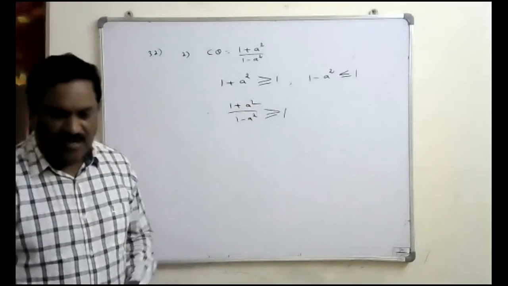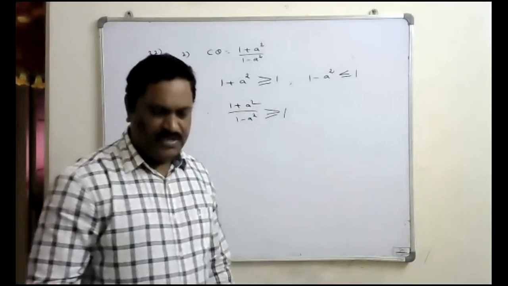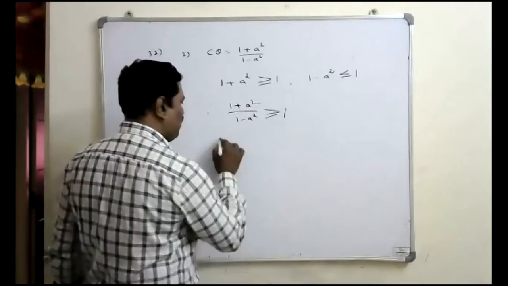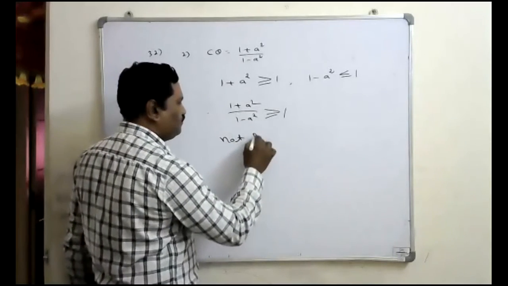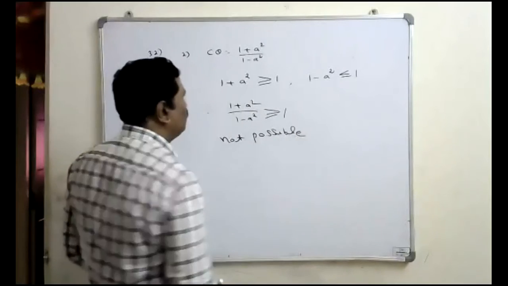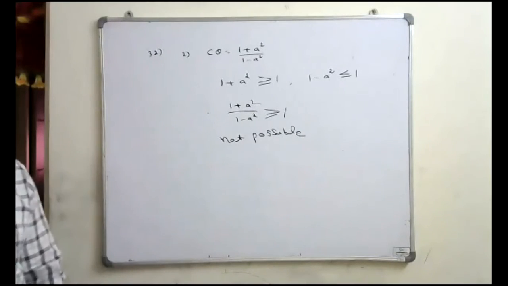But cos theta never gives more than 1, because the maximum of cos theta is 1 only. It never gives more than 1. Therefore, it is not possible. This value is not possible.